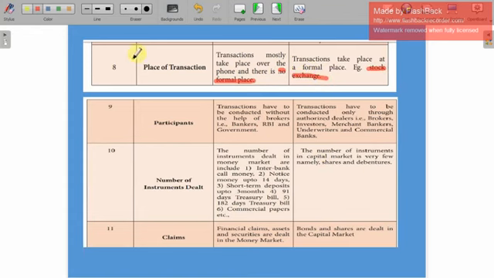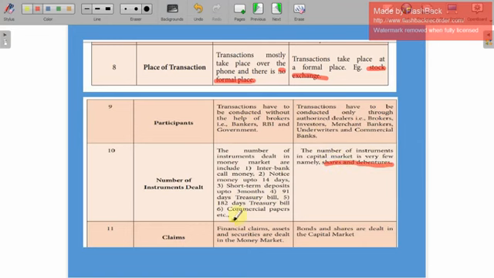And participants. Who participates in the money market? Brokers, also called bankers, RBI and government. In the capital market, the participants are brokers, investors, merchant bankers, underwriters, and commercial banks. And number of instruments: in the capital market we use only shares and debentures.